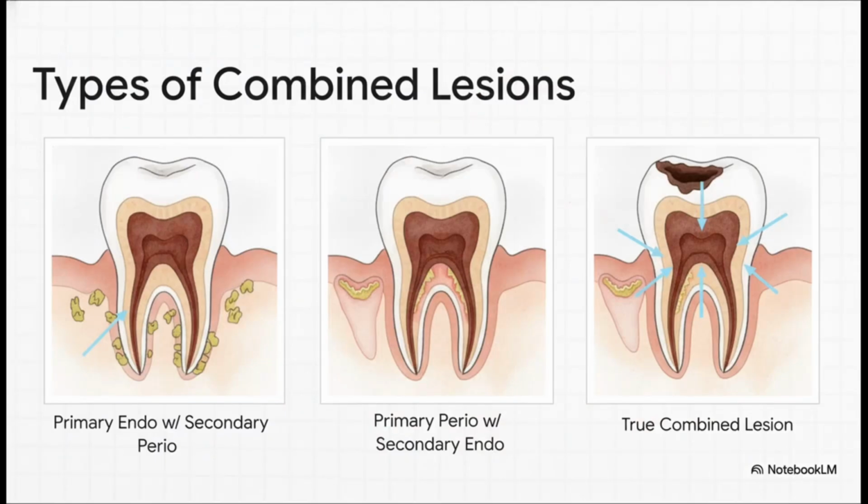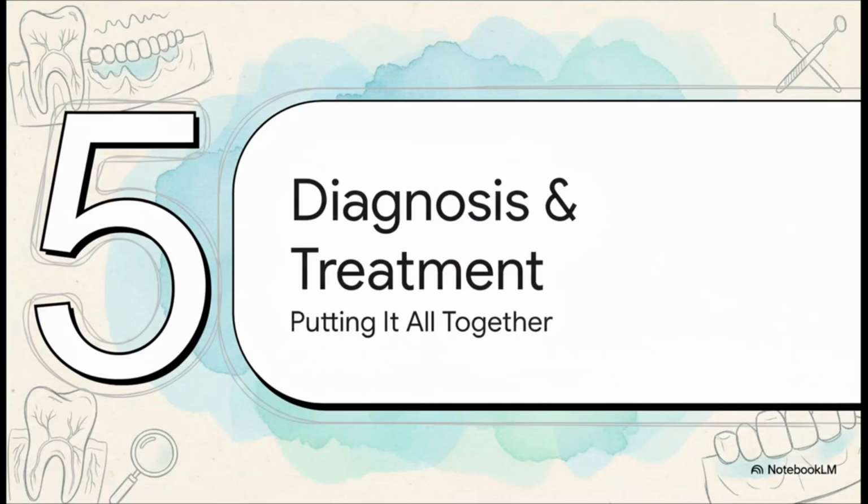And we can even break these down a bit further. You could have a primary endo lesion that gets a secondary perio infection. Or the opposite, a primary perio pocket that gets so deep it finally kills the pulp. You can even have a true combined lesion, where two totally separate diseases just happen to merge. The bottom line with all of these, the prognosis is a lot more guarded, and you absolutely have to treat both issues.